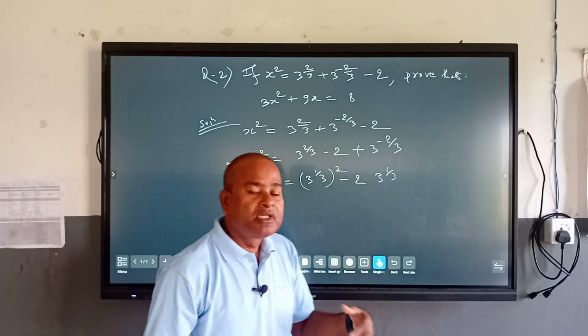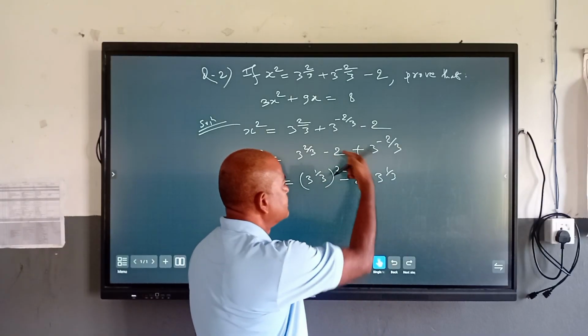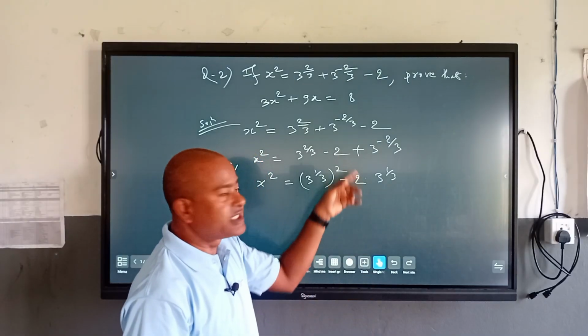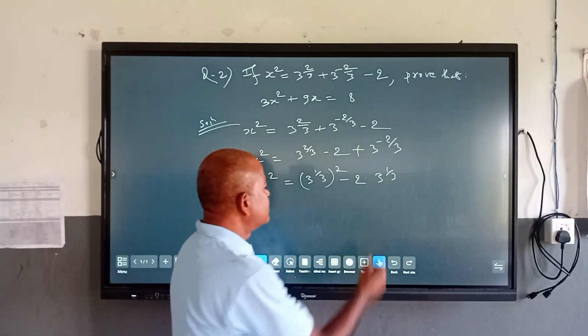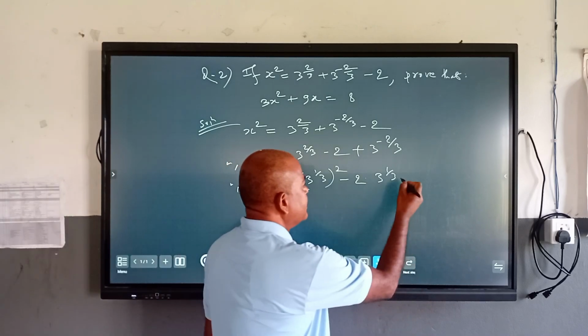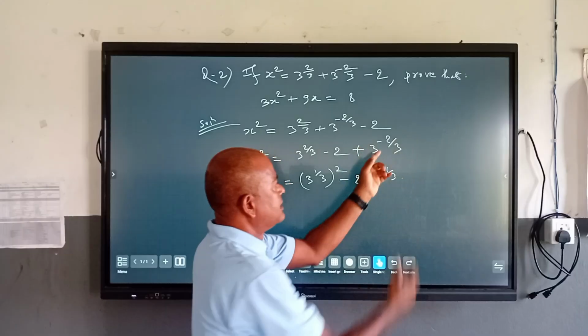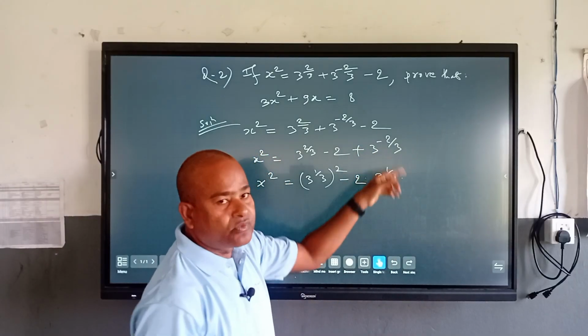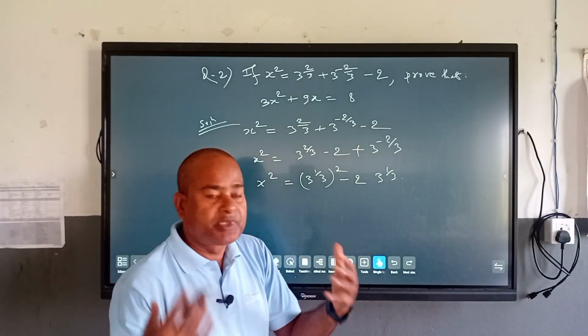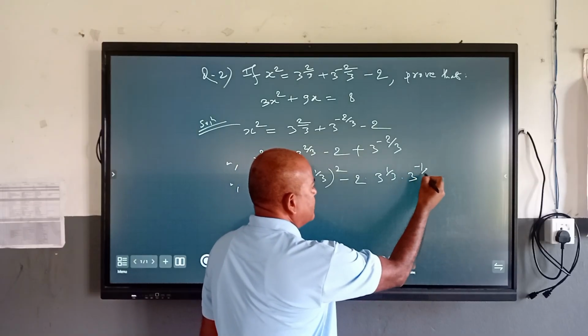Now the middle term we are going to change in the form of 2ab. So 2 means keeping as it is, already 2 is given in the question. A means we write down the base of the first term, which is 3 power 1 by 3. And the term b we take from the last term, because this term we are going to change into b square form. So the term b we can get from the last term.